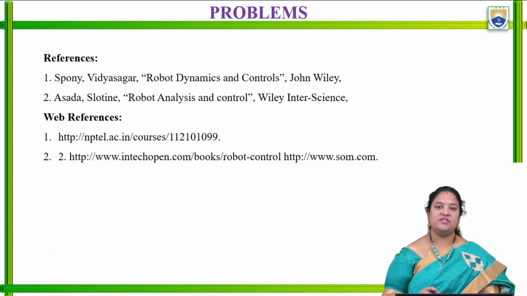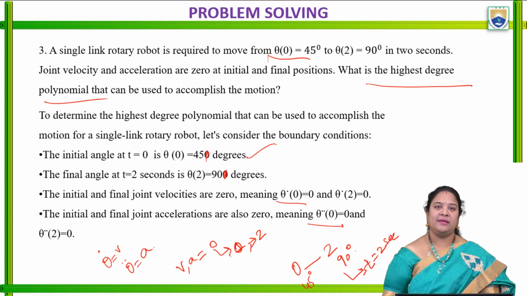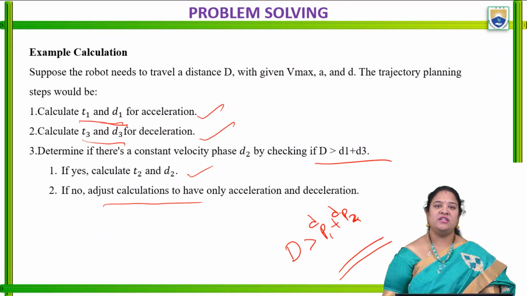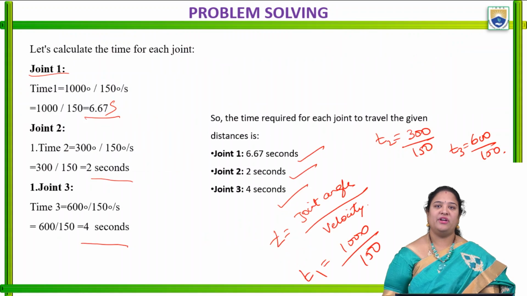So these are the differences which we have gone through. In today's session, we have discussed how to find the highest degree polynomial with one sample example, and we have seen how to calculate the trajectory planning with respect to acceleration and deceleration. Right, and in the first problem we have seen how to find the time with respect to the different joints at a given time constraint. So we have calculated the time at different joints, right?